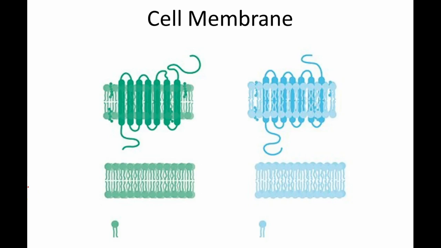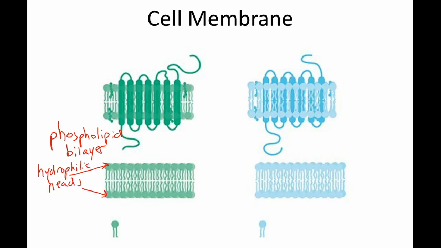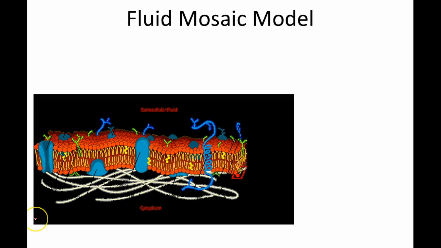The cell membrane is a bilayer made of phospholipids. If we look at this diagram right here, the outside of the cell and the inside of the cell both have the same component. These are the hydrophilic heads made of the phosphate groups of the phospholipid. And on the inside, we have the hydrophobic tails made of 2 fatty acids. This brings us to the fluid mosaic model, which is the model to describe the cell membrane.